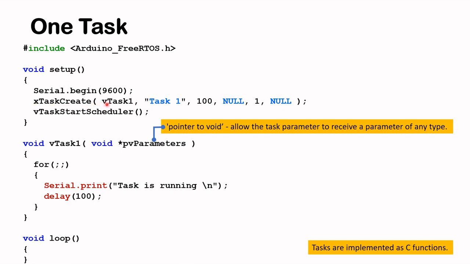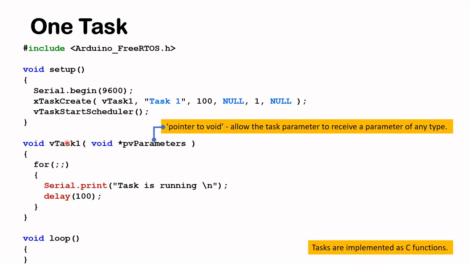All right, and these are the parameters for the function. We'll come to the details in a minute. And then following xTaskCreate is the vTaskStartScheduler function. All right, and here is the task itself. All right, so all tasks are implemented as C functions.